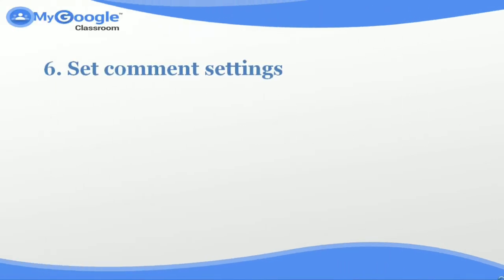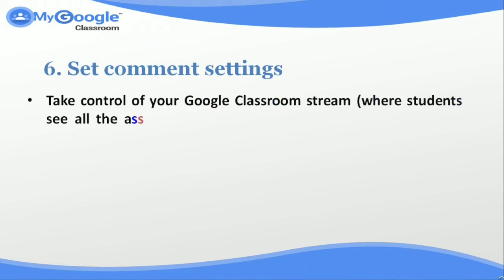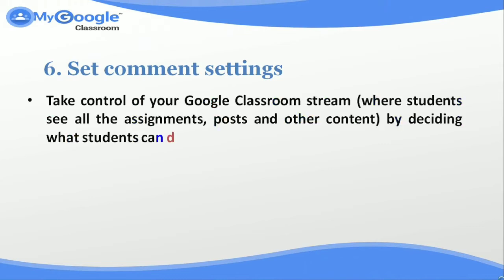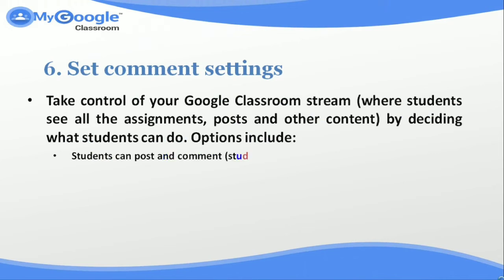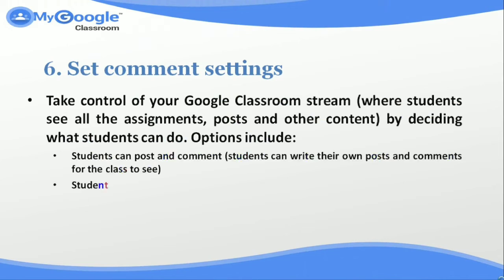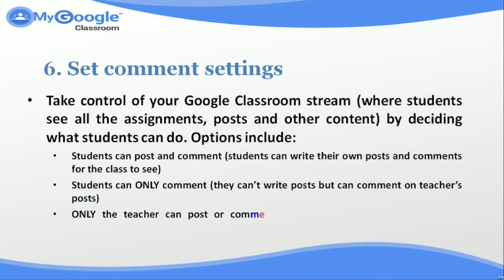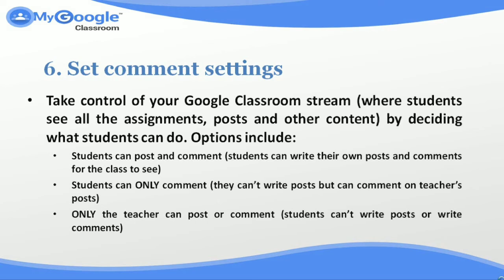Number 6. Set comment settings. Take control of your Google Classroom stream, where students see all the assignments, posts, and other content, by deciding what students can do. Options include: students can post and comment. Students can write their own posts and comments for the class to see. Students can only comment.